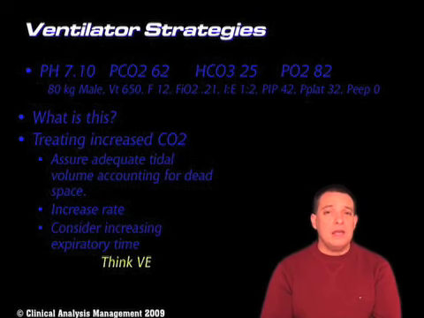Well, this is an 80-kilo male, so an acceptable tidal volume would be somewhere between 6 and 10 cc's per kilo as a ballpark. So if we started on the low side, 6 times 80 would be 480. If we started on the high side, 10 times 80 would be 800. So we could be anywhere from 480 all the way up to 800. Now, when we look at our tidal volume, we see we're on a tidal volume of 650.